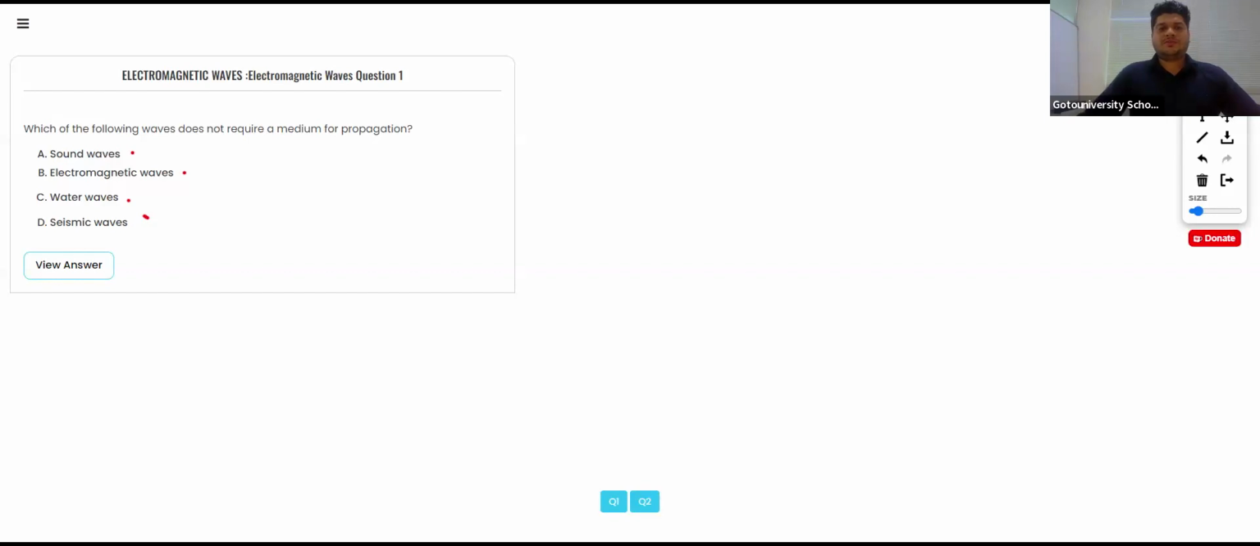Very good, Mamta. Option B. The right answer is option B, that is electromagnetic waves. The wave which does not require a material medium for propagation is called an electromagnetic wave. So the right answer will be option B.